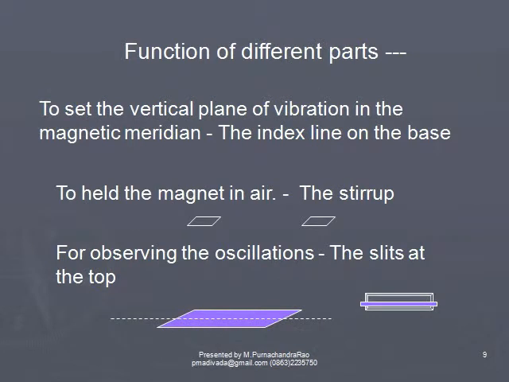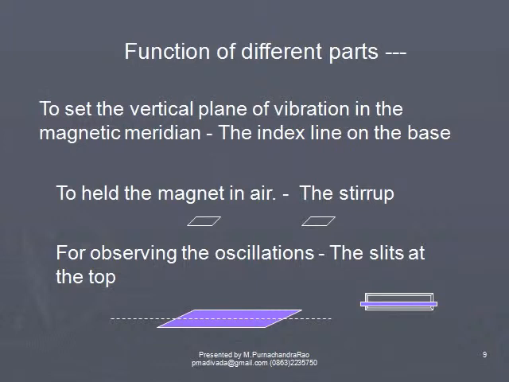The index line on the base, along with the mirror, is used to set the vertical plane of vibration in the magnetic meridian.